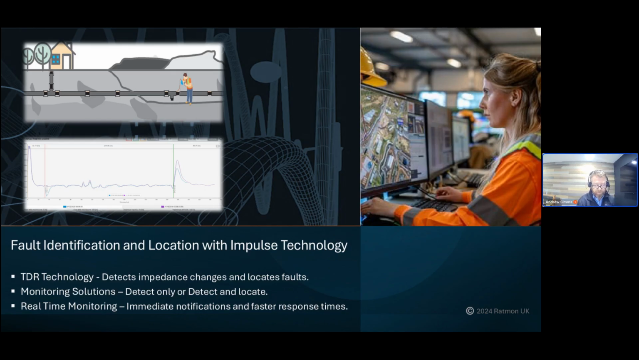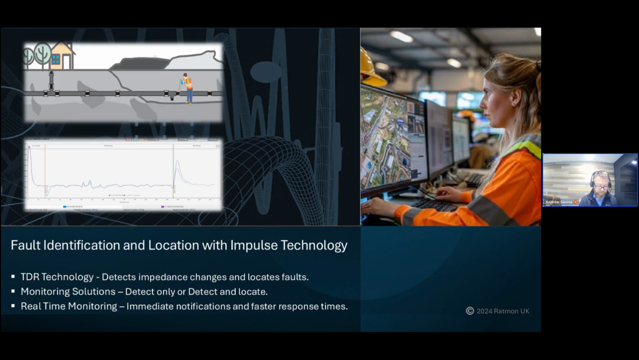Now that we've outlined the two types of leak detection technologies, let's dive deeper into how we identify and locate faults using the impulse technology or Nordic system and the TDR technology. How TDR works. Time domain reflectometry, or TDR, is the cornerstone of fault identification and location in the Nordic system. It works by sending electrical pulses along the embedded sensor wires in the pipeline. When the pulse encounters a change in impedance, such as that caused by moisture or damage, it reflects back to the monitoring device. By measuring the time taken for the reflection to return, we can then calculate the distance to the fault or leak.